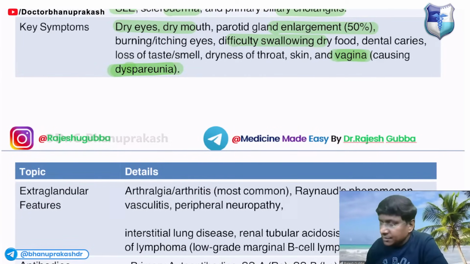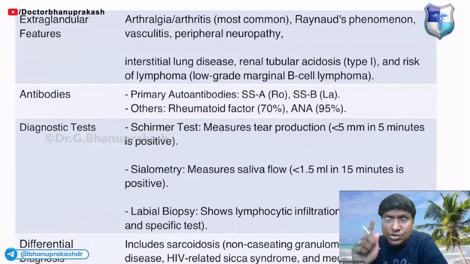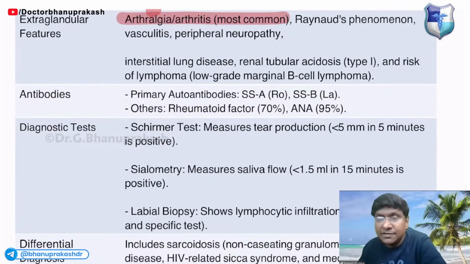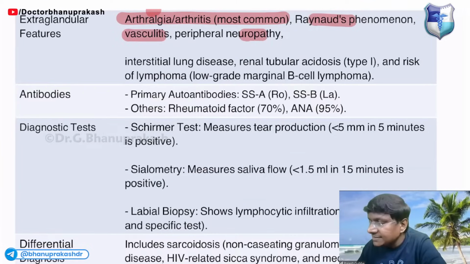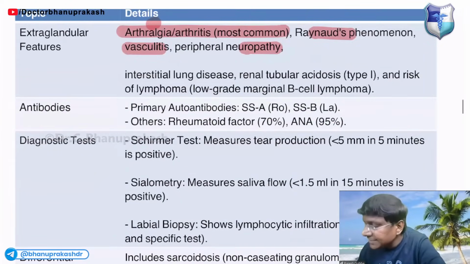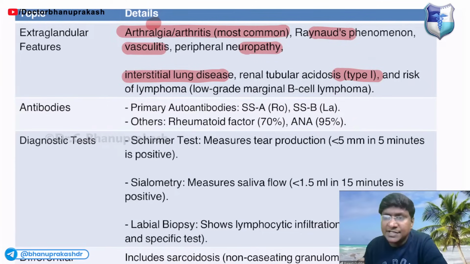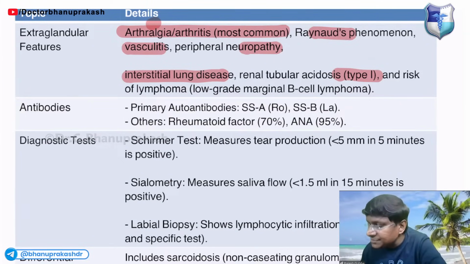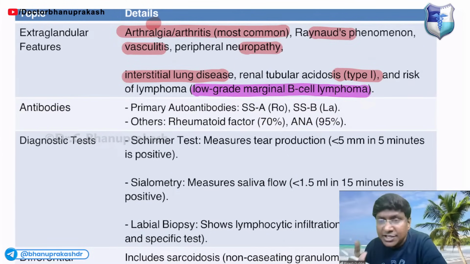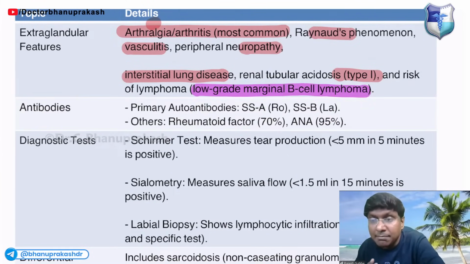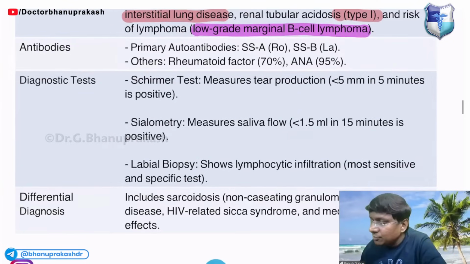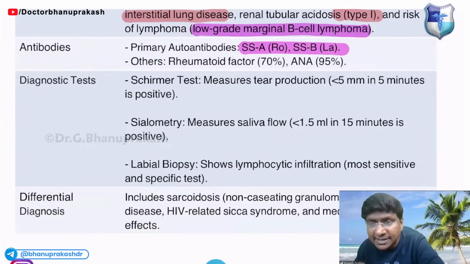Then, apart from glandular, you also have extraglandular manifestations. What is the most common extraglandular manifestation? That will be in the form of arthritis. The other extraglandular manifestations will be in the form of Raynaud's, vasculitis, and then peripheral neuropathy. Apart from this, these patients will also develop type 1 renal tubular acidosis as well as interstitial lung disease. Very important question is that these individuals are at increased risk of development of lymphoma. What type of lymphoma is commonly observed in these patients? That is low-grade marginal B-cell lymphoma, right? Low-grade marginal B-cell lymphoma. And autoantibodies, mainly anti-Ro as well as anti-La.